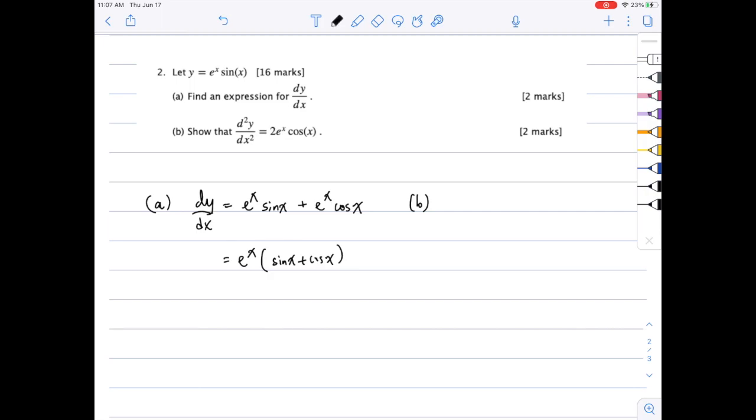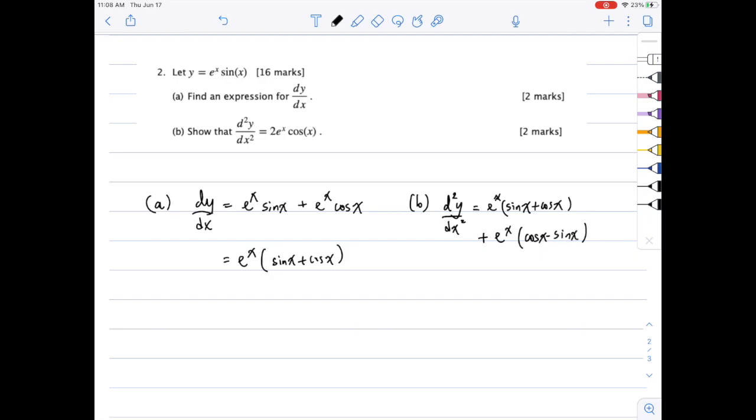Okay, so to get the second derivative, we take the derivative of the first derivative. Derivative of that is going to be derivative of the first, which is e to the x, times the second. Second function here is sine x plus cosine x. And then plus the first, that's going to be e to the x, times derivative of the second. Now here, the derivative of sine x is cosine x, and then the derivative of cosine x is negative sine x. So you get something like that.